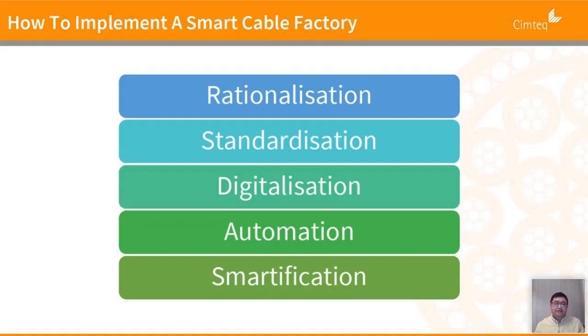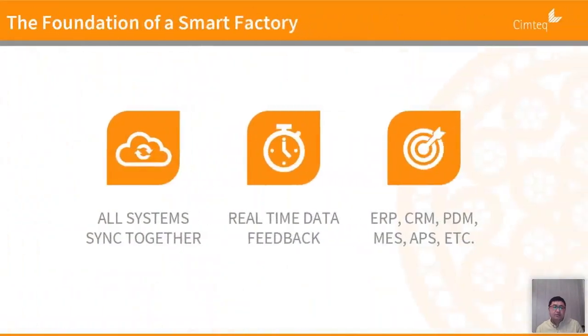So those are the 5 stages. It's very important. You can use these 5 stages to put your factory into this matrix, see where you are and how far you can go to achieve your smart factory goals. So that is the 5 steps of implementing a smart factory for cable factories.